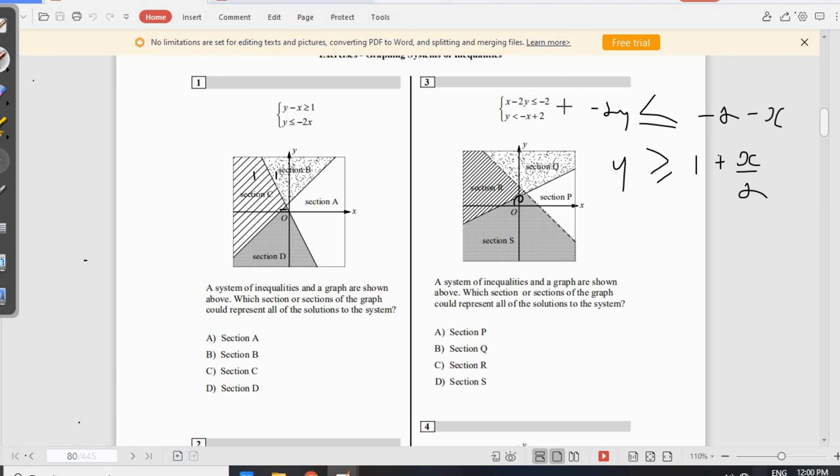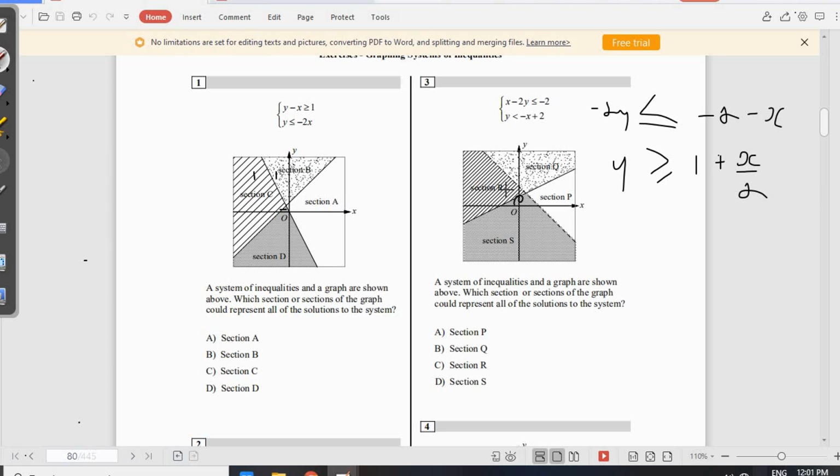Then we have the second one here, which is y is less than minus x. So it's this one, because it's unshaded. See, it's unshaded. It's a broken line rather. So it's not unshaded, broken lines. This is the one. So these are the two equations. This one and this one.